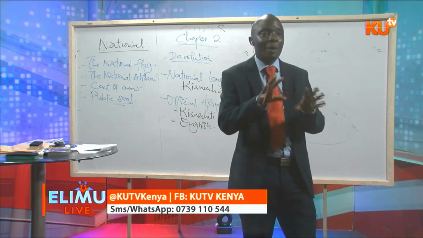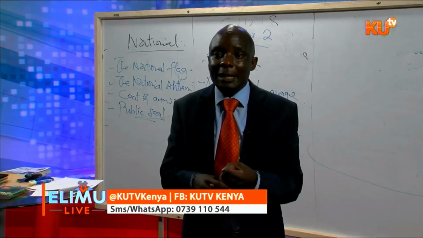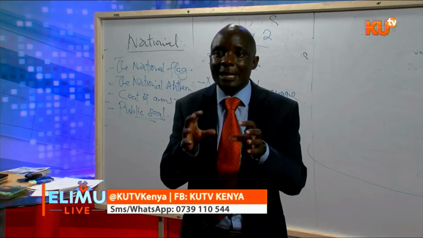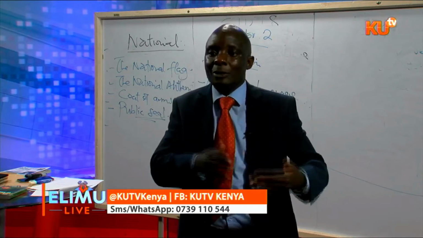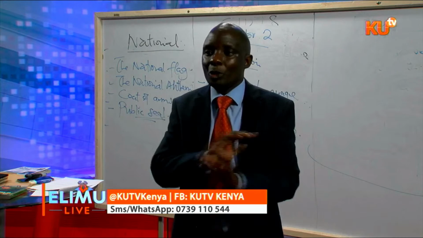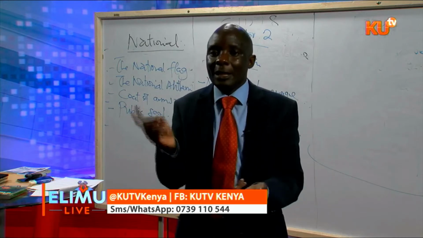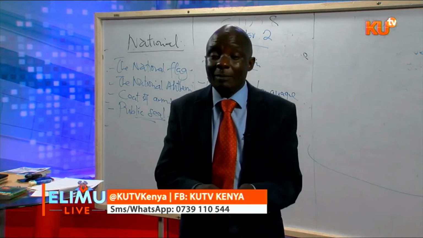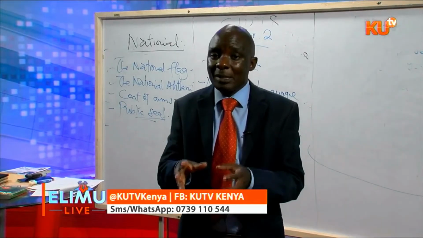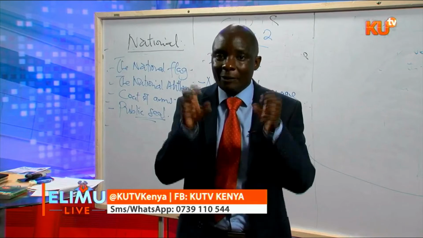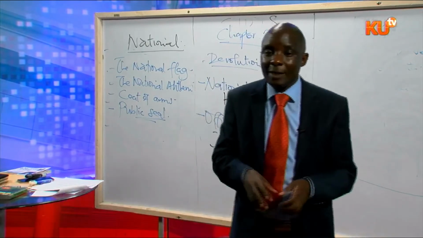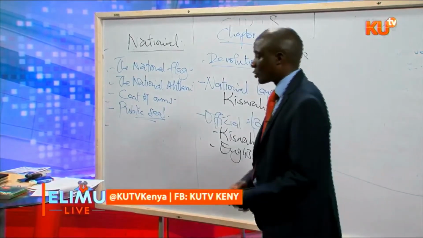I've told you that when we talk about the symbols, we are looking at the signs, such that these are the things that when you see, you relate them with Kenya. The national flag, you know that's Kenya. You know its color. Then you know about the coat of arms. You know about the national anthem and the public seal. Those are the four symbols of the country Kenya that have been outlined in our constitution, and they are found in chapter 2 of the constitution.